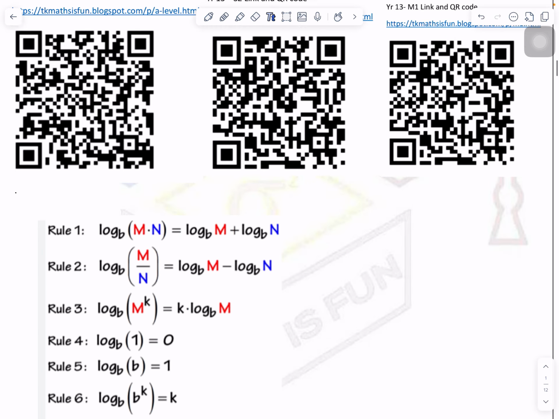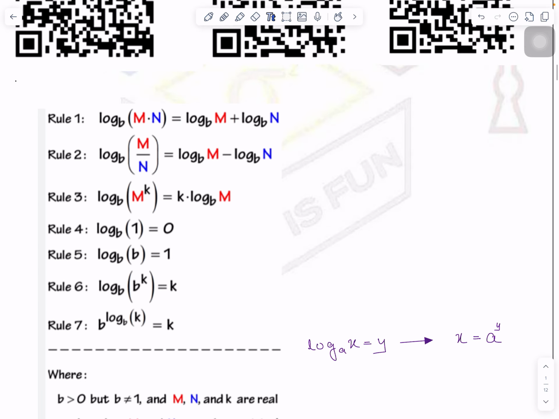So let's start. What are logarithmic functions? All of you have seen in your calculator the function log is there. What is its purpose? What does it do? Log basically helps you to find out the power.